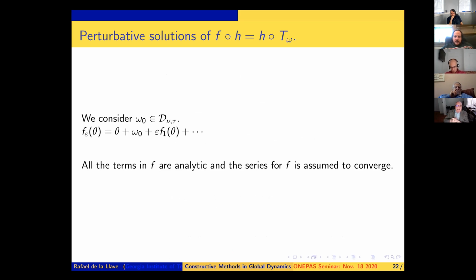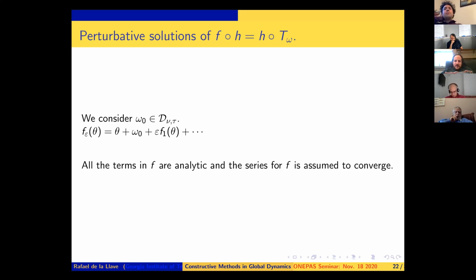Okay, so let me go back to the equation that I had before. Now that I have these equations, I can tell you what the physicists always try to do and what was historically always tried, which is to do perturbative solutions. When you try to do perturbative solutions, this is what you get. You get f as a power series in epsilon, and then you try to get h as a power series in epsilon.